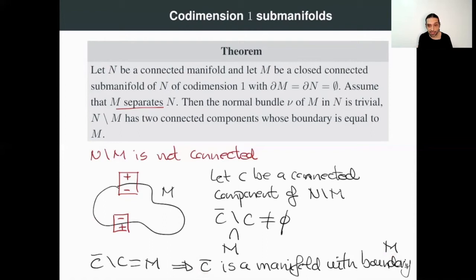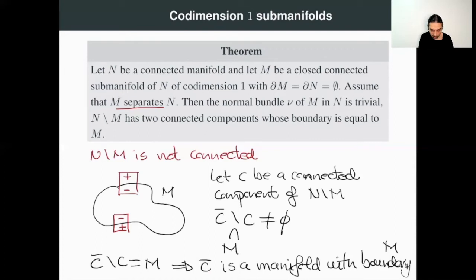So we get that this normal bundle of M in N is orientable, and since it has dimension 1, because M has codimension 1, orientable of dimension 1 implies trivial. We get the last property too.